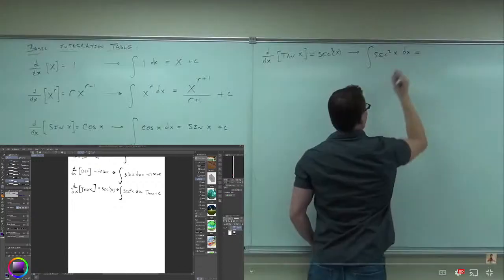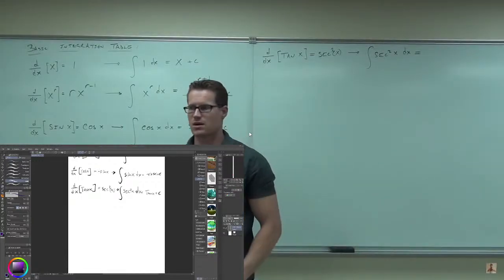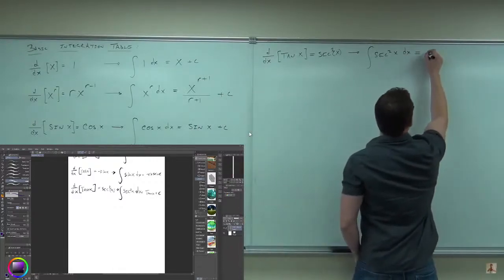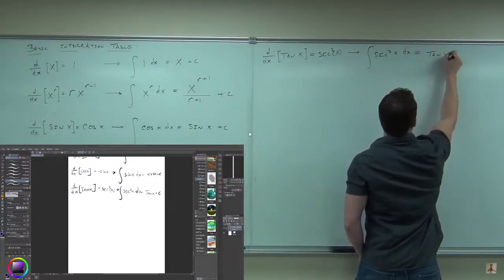Now this one's pretty easy. That means what's the integral of secant squared x? Tan x. I like the plus c, I heard it.